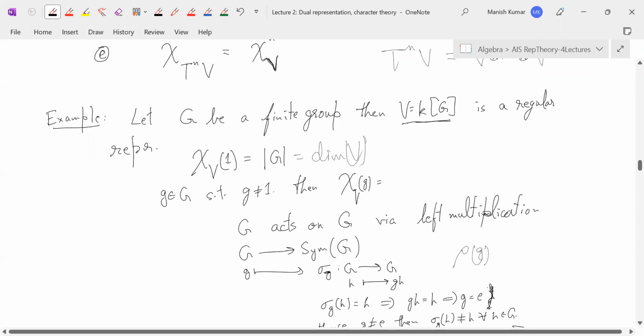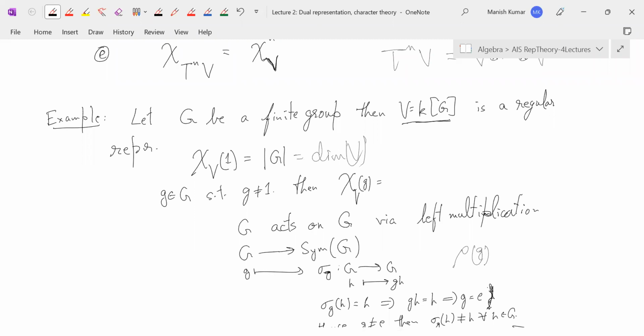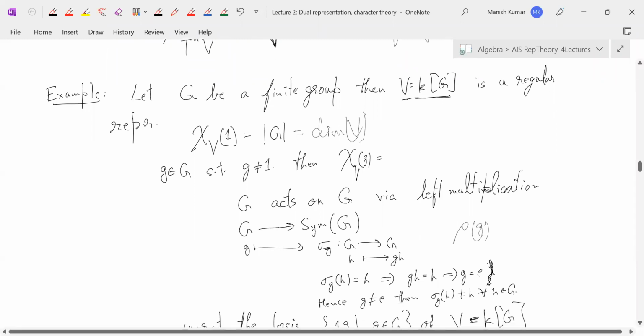Which are elements of this group is the permutation matrix. So we want to know what the trace of a permutation matrix will be, the elements which are in the diagonal. We want to compute the elements in the diagonal of this permutation matrix. That is the same as asking when sigma G of H is the same as H. When does sigma G of H remain H? That is the same as asking when is GH equal to H. That happens only when G is identity. Otherwise it never happens.